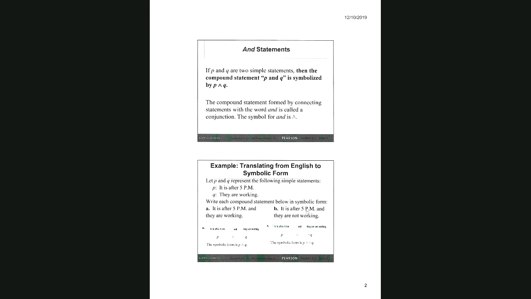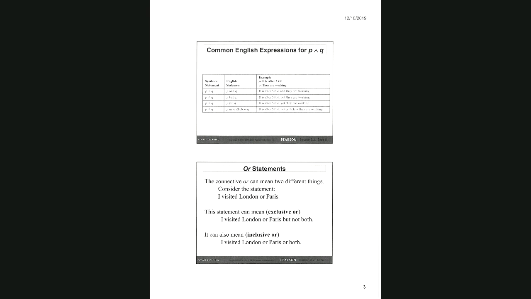It is after 5 p.m. and, so you have the and symbol, they are not working. So therefore, you have to put the squiggly line in front of the Q because it's not. And now here is a chart with various different words. Instead of and, you can use and, but, yet, nevertheless. For example, it is after 5 p.m., yet they are working. It is after 5 p.m., nevertheless they are working. So these are different connecting words for and.